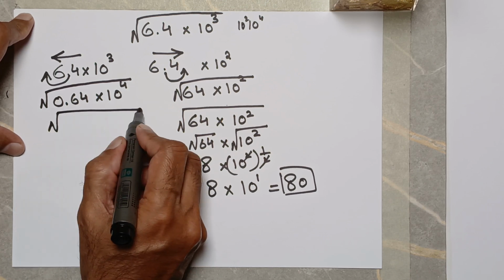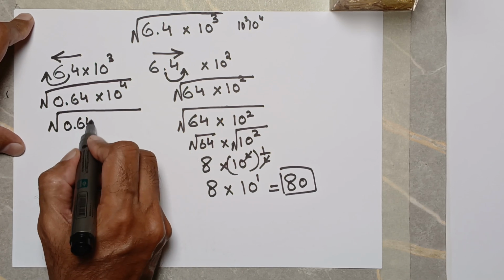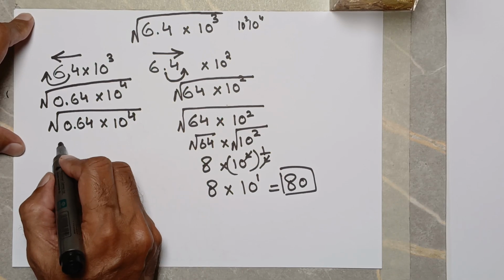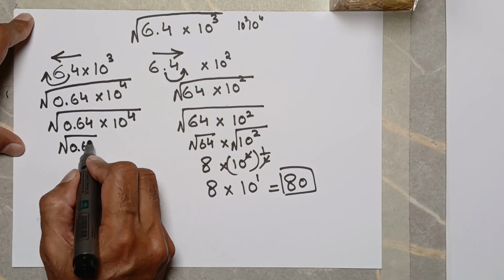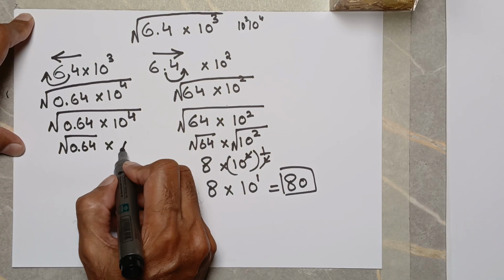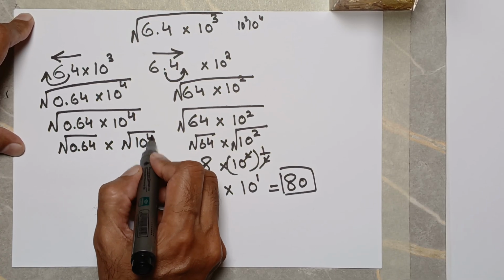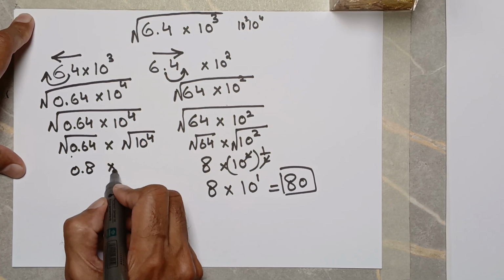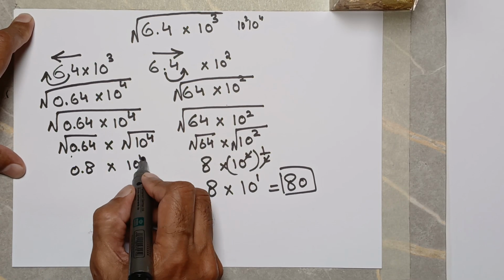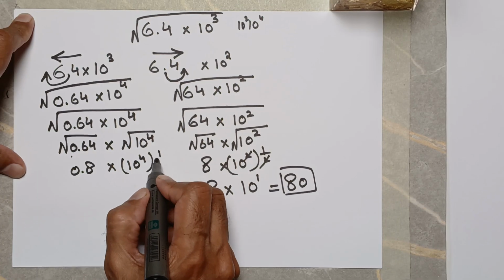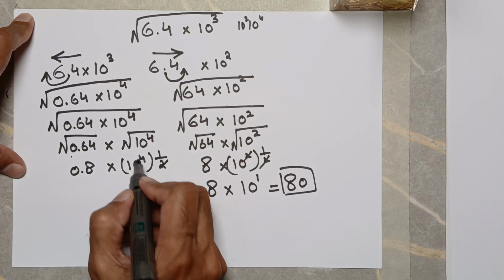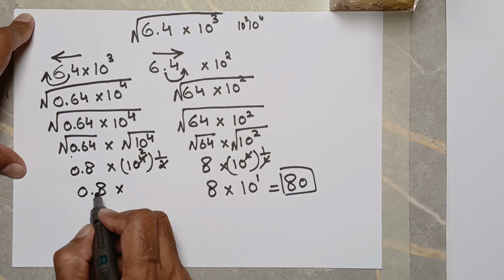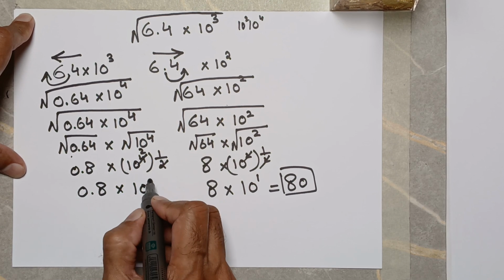Okay, let me write it again. 0.64 multiplied by 10 raised to the power 4. Now the value of the square root of 0.64, let me write it in this manner: 0.64, that is 0.8, and here it is 10 raised to the power 4 within the parentheses. Outside we have 1 by 2. Now the cancellation of this will give me 0.8 by 10 raised to the power 2.